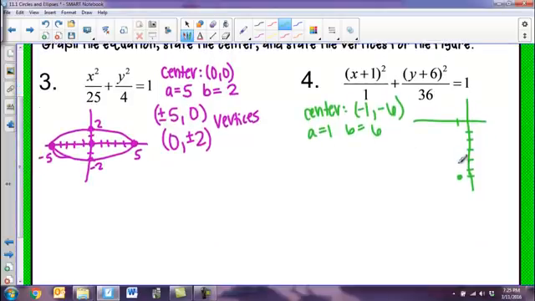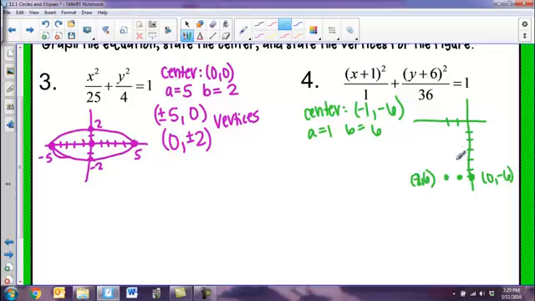So a is my x. So I get to go over 1 for each of these guys. And so that point is at 0, -6. And this point over here is at -1, -6. Or -2, -6, sorry. Can't count apparently. And then in my y direction, I'm just going to go up and down 6.